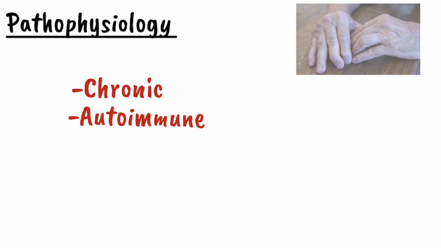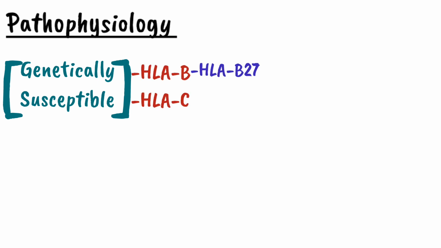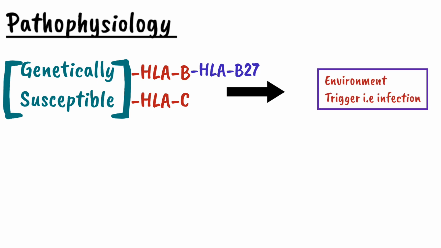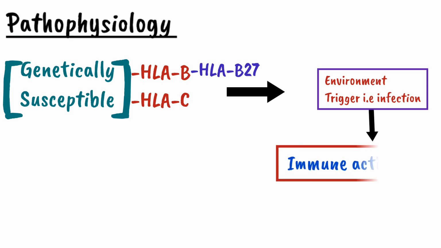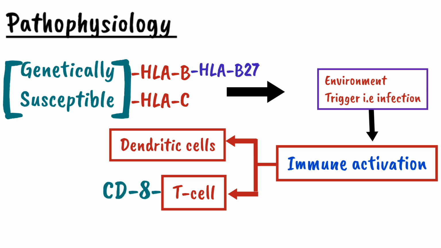What is the pathophysiology of psoriatic arthritis? Psoriatic arthritis is a chronic autoimmune disease which occurs in a genetically susceptible individual. These genetically susceptible individuals are people who are HLA-B and HLA-C positive, predominantly HLA-B27 positive. When these people are exposed to an environmental trigger such as infection, this leads to immune activation. The immune activation predominantly involves dendritic cells and T cells. The T cell most commonly involved in psoriatic arthritis is the CD8 positive T cell.